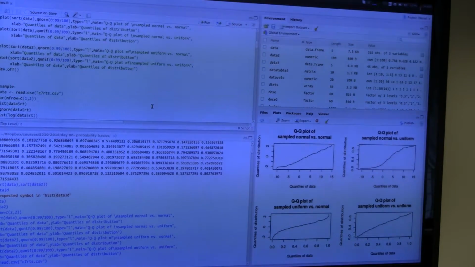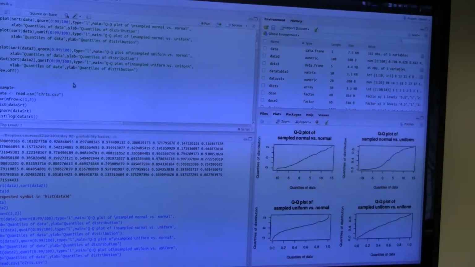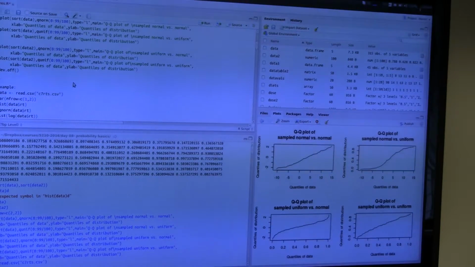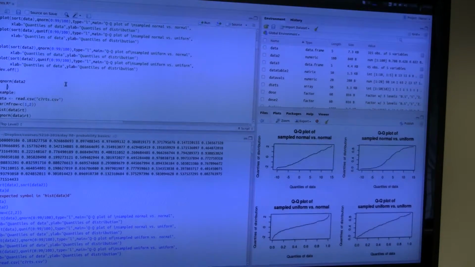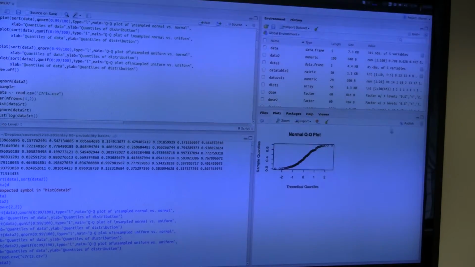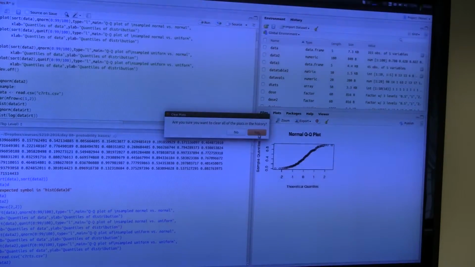This is the way of making a QQ plot by hand. There's a QQ plot function and there's a QQ norm function, and QQ norm is essentially the only one you ever use. So if you do QQ norm data, it will create that same plot, and it looks a little nicer than the one I have.